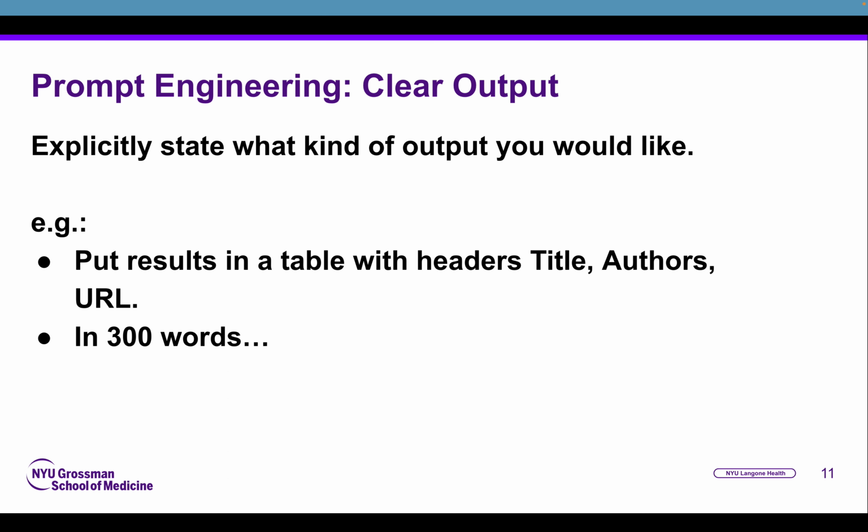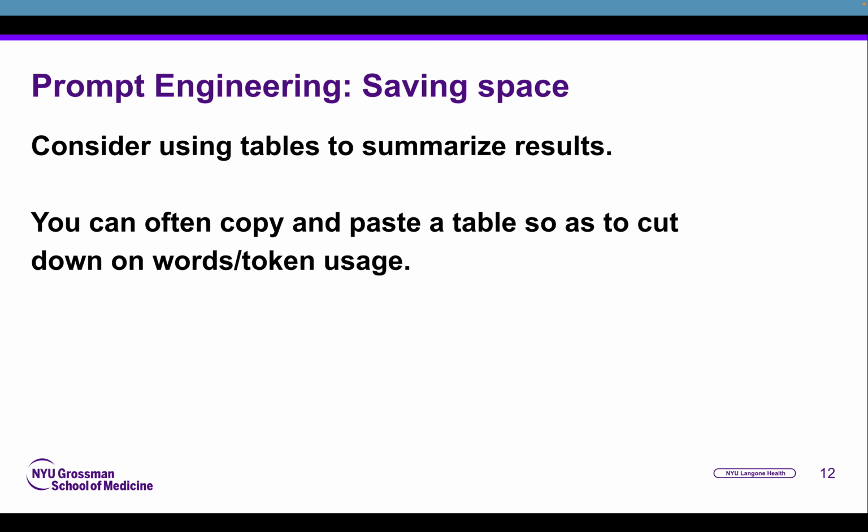It also can be very helpful to think about what sort of output you're expecting. If you're expecting, for example, a letter to come out, that's going to look very different than if you want your results in a table. Being as explicitly clear as possible can really help achieve success and make your results as usable for your use case as possible. I personally really enjoy having it produce the results in tables to summarize results. That way we can cut down on the space needed overall, and we could also cut and paste tables into the system so as to cut down on words and token usage.